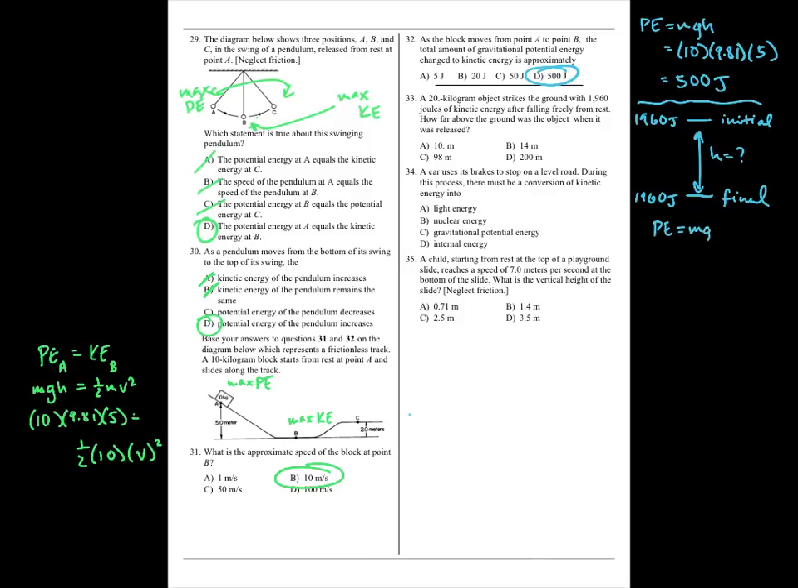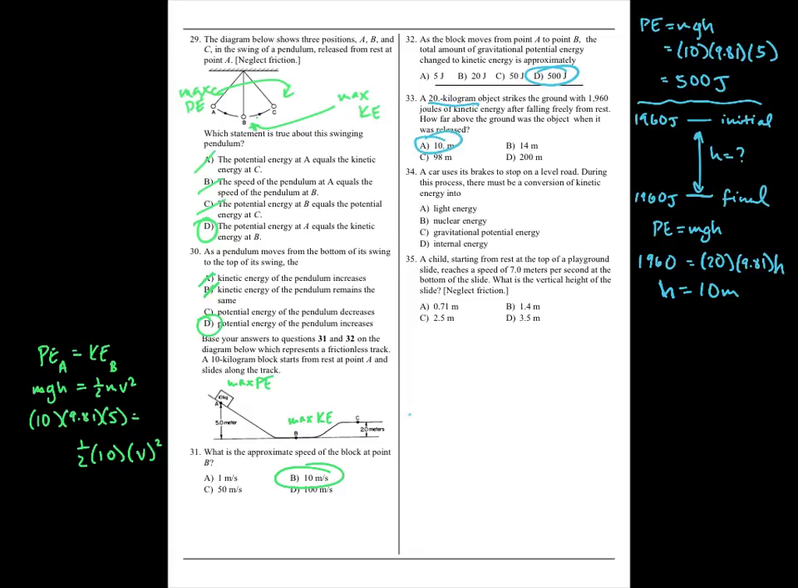So we're looking for height. We can only figure that out with the potential energy equation. So this 1,960 equals 20 kilograms because they gave that to us. And then we can figure out the height. So remember, energy at the bottom equals the energy throughout all points, the total energy. So at the bottom we have max kinetic energy, which was converted from max potential energy at the top. Alright. And this should come out to approximately 10 meters, choice A.